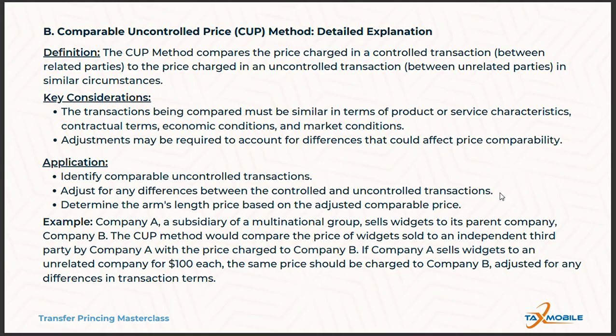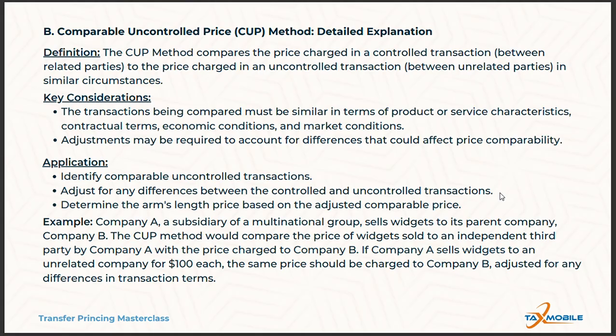Now, how to use it, which is the same thing as application. Identify comparable transactions. You look for similar transactions between unrelated parties where identical or similar goods or services are exchanged. Make adjustments. Adjust for material differences between the controlled and uncontrolled transactions, such as product quality, terms of sale, or geographic location. You need to adjust for that. Then determine the arm's length price. Use the uncontrolled price as the benchmark and make necessary adjustments to arrive at the arm's length price for the controlled transactions.